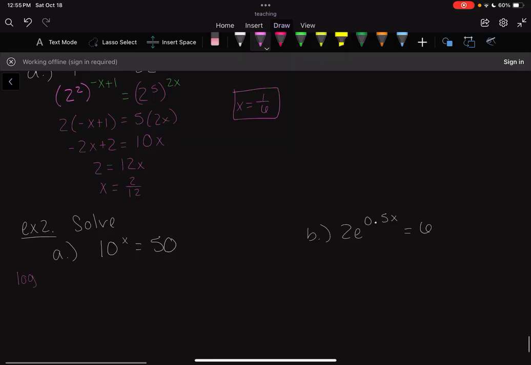So for log form, my base is 10, so I'd have log. Remember that logs are equal to exponents, so it's equal to x. And then the 50 was by itself, but now we're in log form, so it's going to be in the log. And this is it. We can leave it like this because it can be approximated by your calculator. Now remember that on the test, I do not require you guys to use a calculator, so you can actually leave your answer like this, and that's fine.